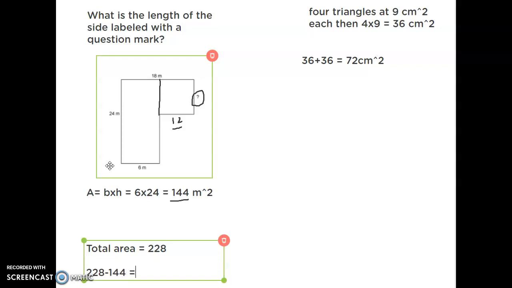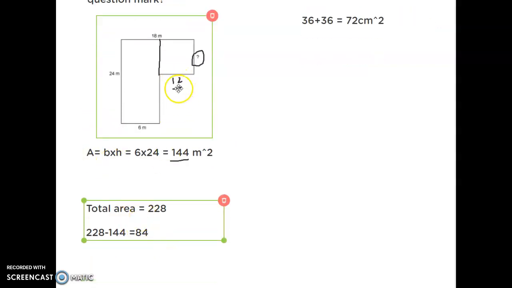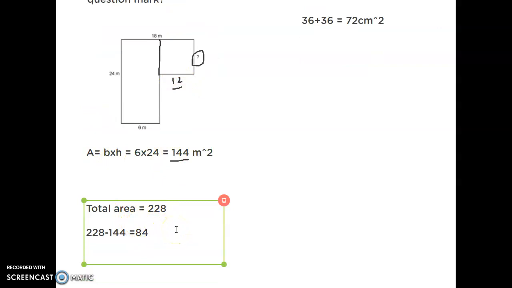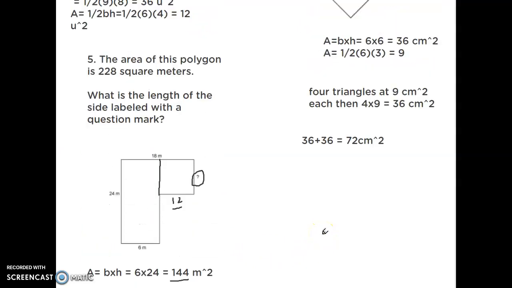228 minus 144 is 84. And then we need to take that and divide it by the dimension that we know, which is 12. So we would take 84 and divide it by 12, and that would give us 7. So that missing side is 7 meters. Okay, so you just take those one step at a time to be able to do that.